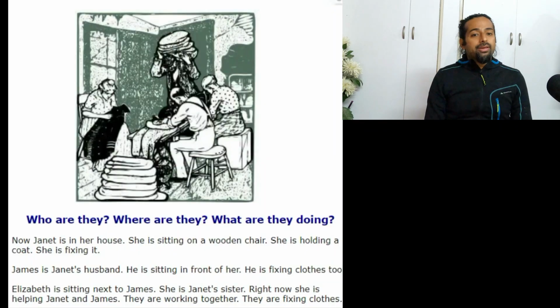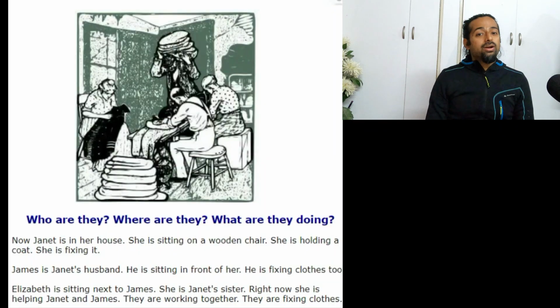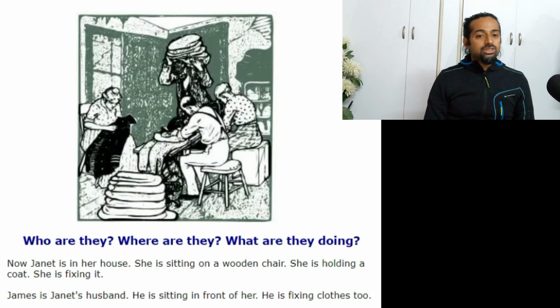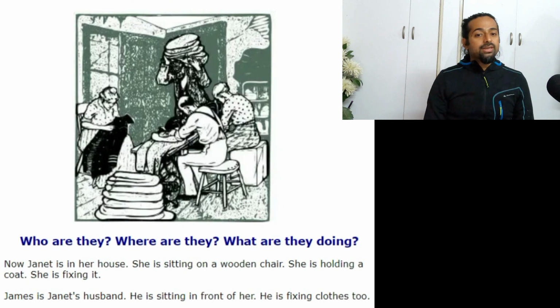Let me tell you a small story so that you can understand. Who are they? Where are they? What are they doing? So the story goes like this. Janet is in her house. She is sitting on a wooden chair. She is holding a coat. She is fixing it. James is Janet's husband. He is sitting in front of her. He is fixing clothes too. See, ing is used in this story because in continuous tense we will be using ing.